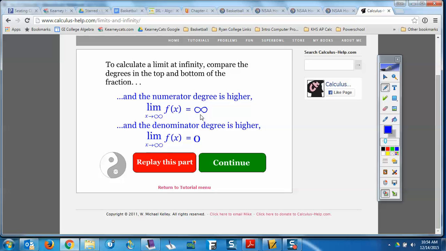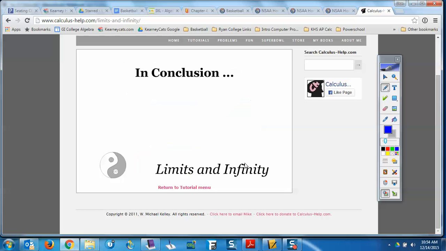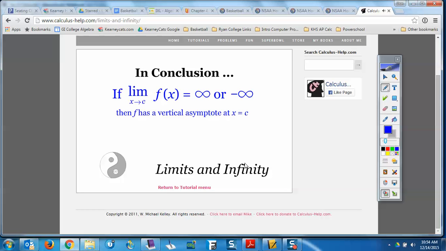Okay, and I think I've got some examples there, but I wanted to talk about that because he goes through that really fast, and he might show a few examples. In conclusion, if the limit as x approaches c of f of x is infinity or negative infinity, then f has a vertical asymptote at x equals c. Whereas, if the limit as x approaches infinity of f of x equals d, then f has a horizontal asymptote at y equals d. One word of caution.